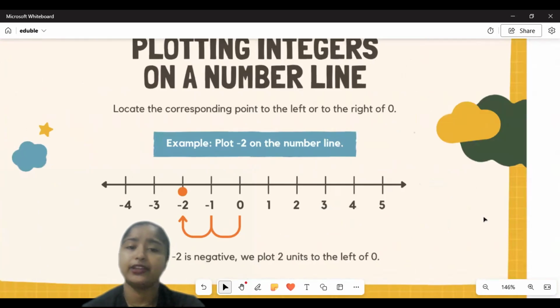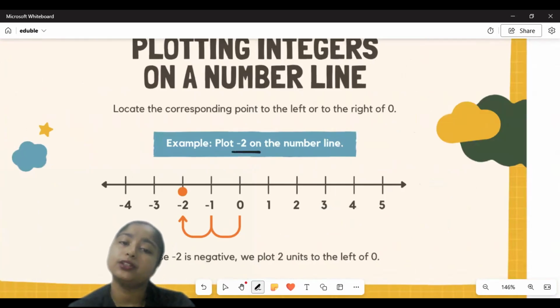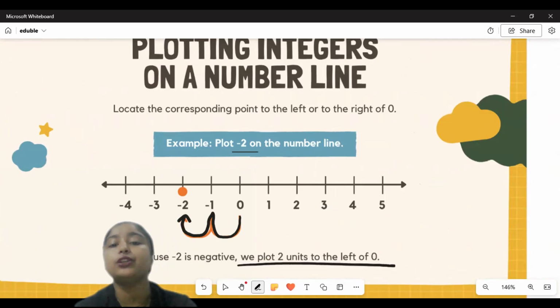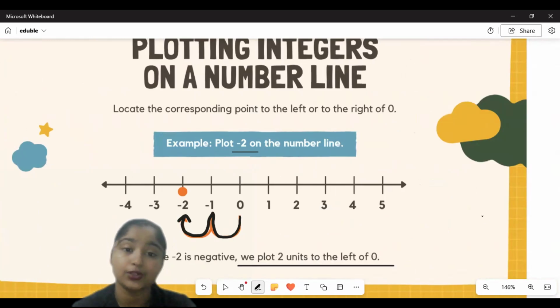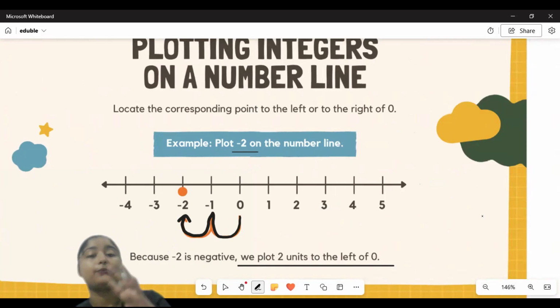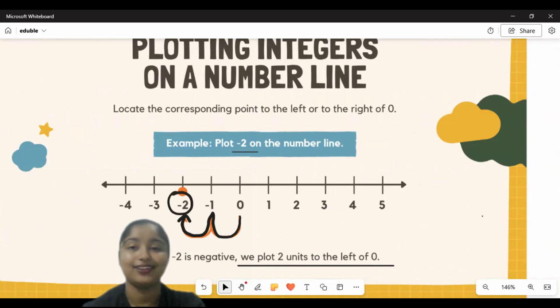Now, again, there is an example. Let's plot -2 on the number line. So if you see over here 0, and since it's a negative number, it would be on the left side exactly. And since it's 2, over here we have 2. So we plot 2 units to the left of 0. These are the 2 units. And since it is a negative number, that is why it is plotted towards the left exactly.